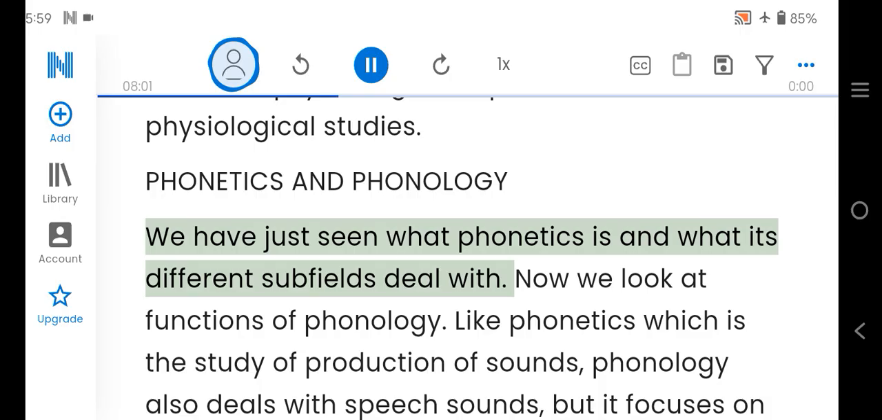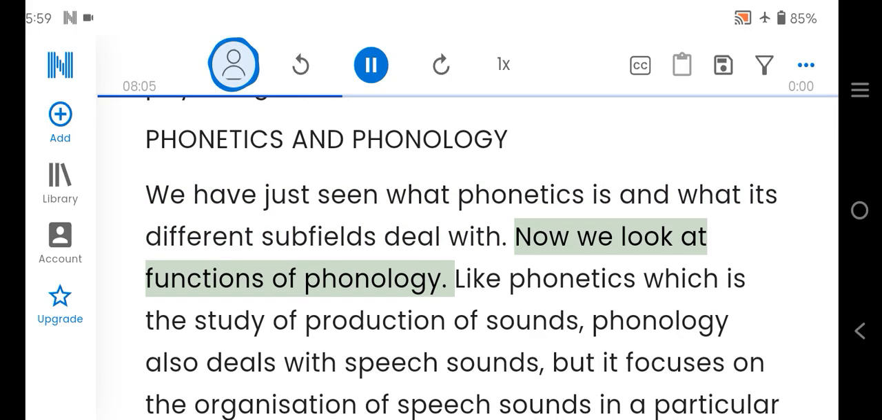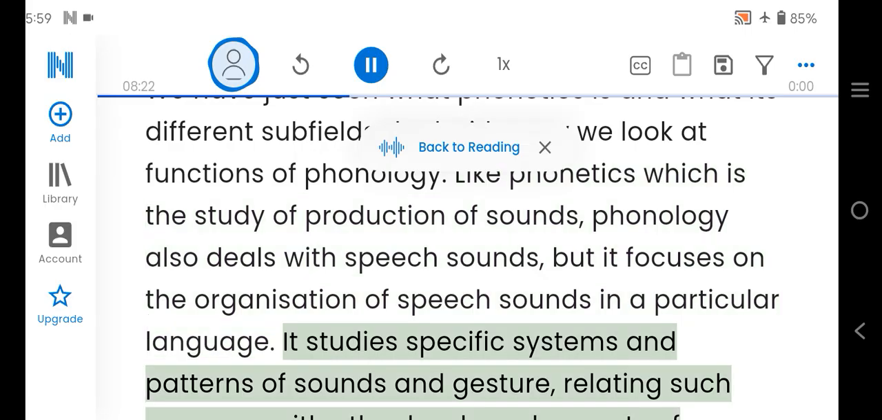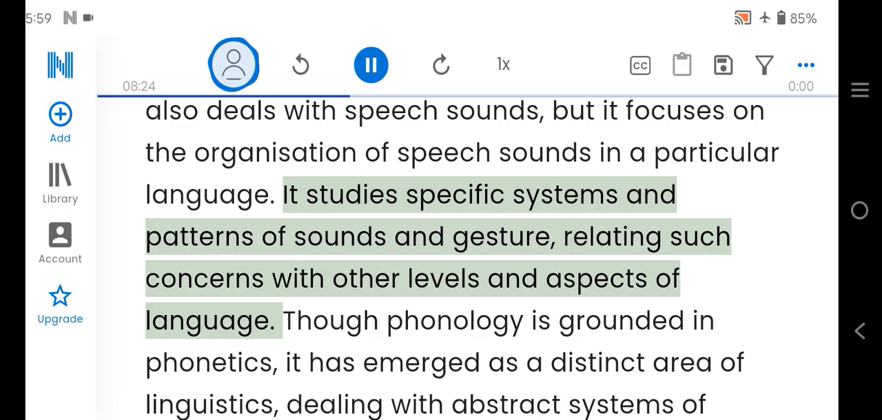Phonetics and phonology. We have just seen what phonetics is and what its different subfields deal with. Now we look at the functions of phonology. Like phonetics, which is the study of production of sounds, phonology also deals with speech sounds, but it focuses on the organization of speech sounds in a particular language. It studies specific systems and patterns of sounds and gesture, relating such concerns with other levels and aspects of language.